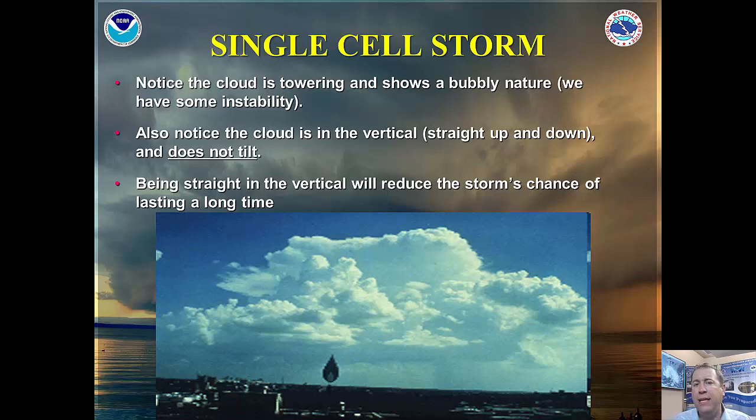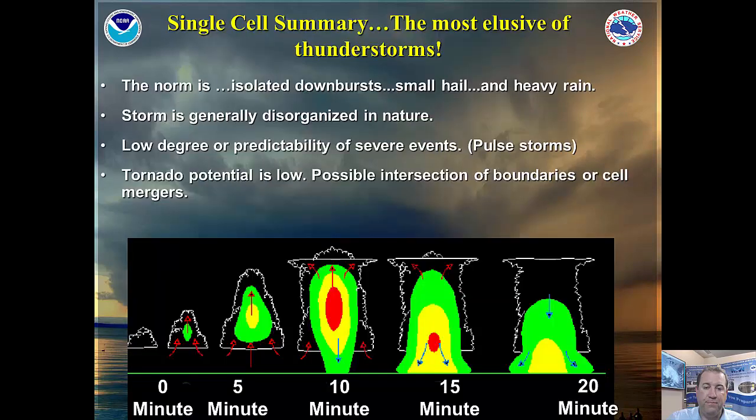I love to back things up with pictures. This is a beautiful storm, towering. Remember back to the Coke bottle example, bubbly clouds, so we can see the instability in the atmosphere. But notice it's very vertical, straight up and down. There's no tilt to the storm, and that's because we have weak shear in the environment. That's important. Since the storm is up and down and not tilted, that reduces the storm's chance of lasting a long time and therefore lowers its likelihood for severe weather.